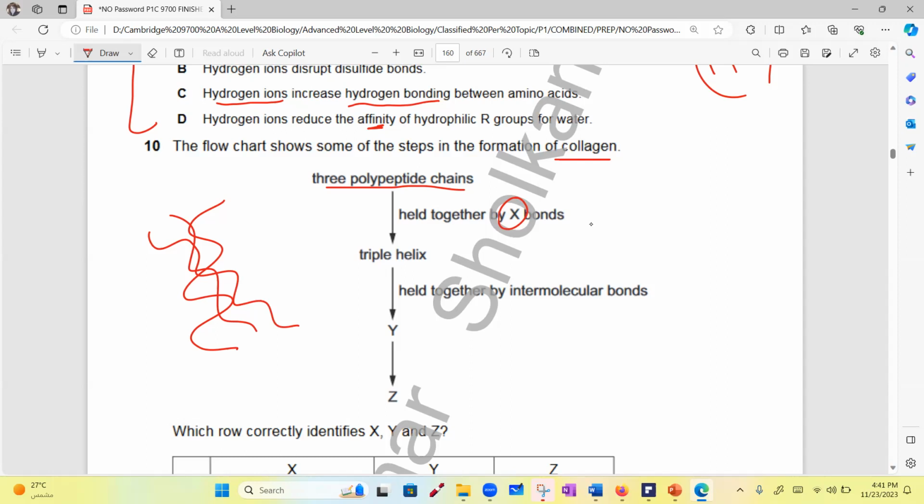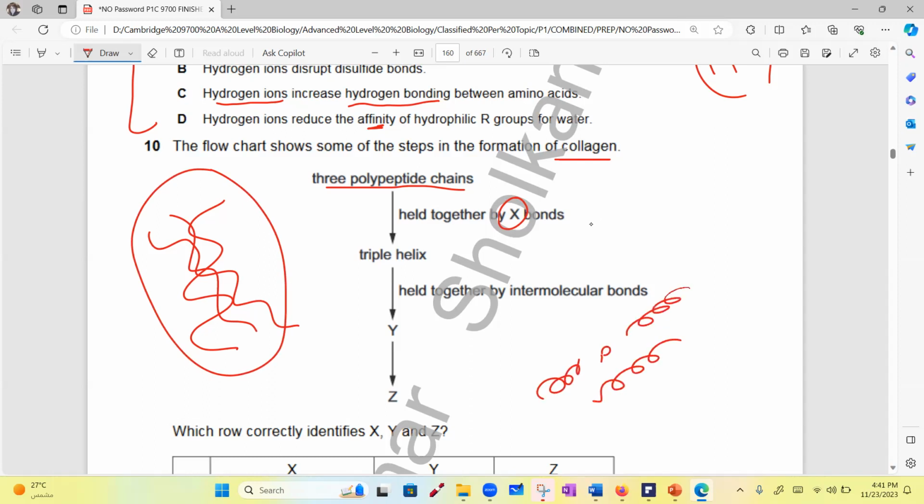We are talking about the triple helix of the collagen molecule. It's stabilized by hydrogen bonds. And then I have collagen molecules that are parallel, and the ends of these collagen molecules are bonded together by covalent crosslinks. Don't forget. So X, held together by hydrogen bonds, will form the triple helix. And then they are held together by intermolecular bonds, the covalent crosslinks.